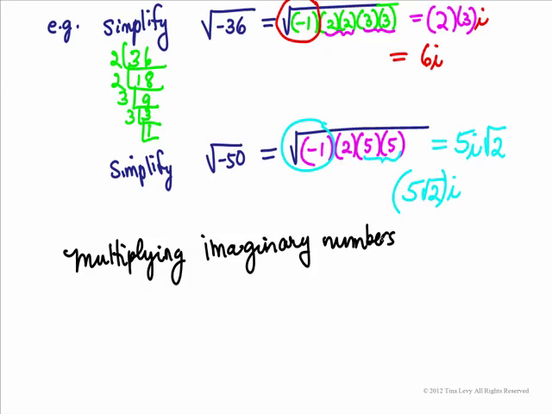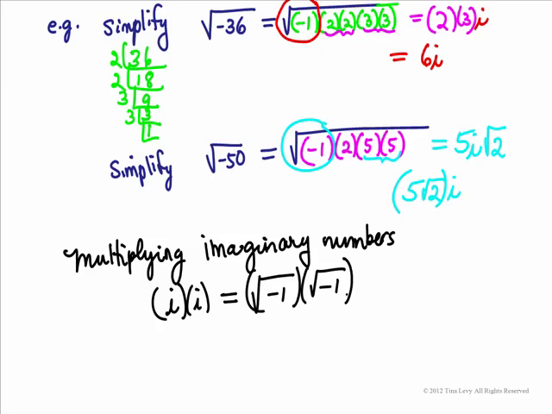Now to multiply imaginary numbers, let's start with i times i. i times i is the square root of negative 1 times the square root of negative 1. In this kind of imaginary multiplication, we don't multiply the signs of the negative. What happens is we think of this system as the square root of negative 1 occurring twice, so out comes a negative 1.